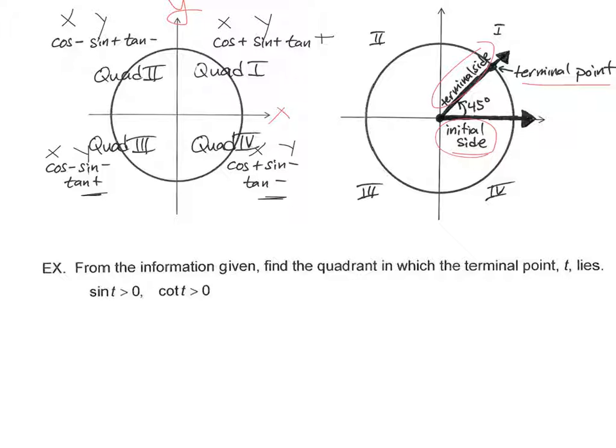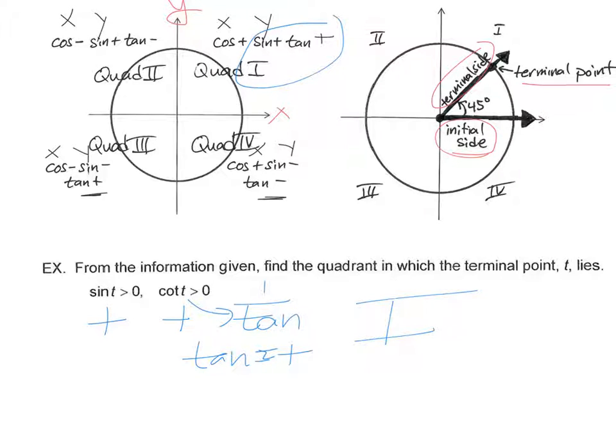So this example says, from the information given, find the quadrant in which the terminal point T lies. They're supposing that the sine is greater than 0, numbers that are greater than 0 are positive, and that the cotangent is greater than 0. The cotangent is also positive. The cotangent is the tangent flipped over. So if the cotangent is positive, that means the tangent is also positive. So we just need to find the quadrant where both the sine and the tangent are positive, and that happens in quadrant 1. And that's all they want for that.